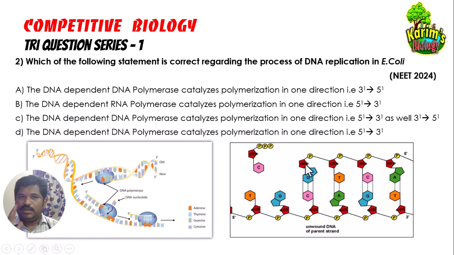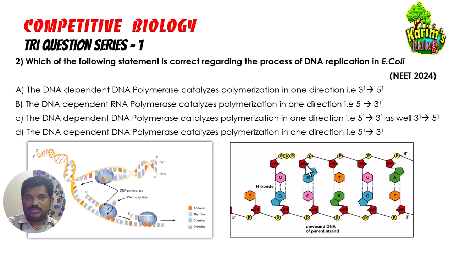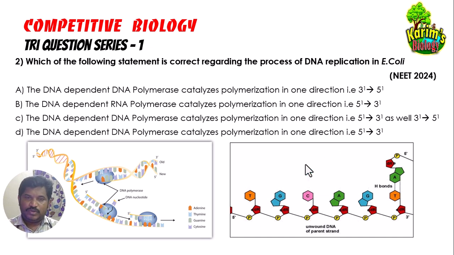Okay, so the polymerization always happens from 5' direction to 3' direction. Why? Because at the 3' end, that is at the third carbon of the ribose sugar in a nucleotide, there will be a presence of a free hydroxyl group. The free hydroxyl group is highly reactive, whereas the 5' end already has a phosphate group attached to it, so it is not free. Only the 3' end is free. That is the reason why the polymerization always takes place from 5' direction to 3' direction.